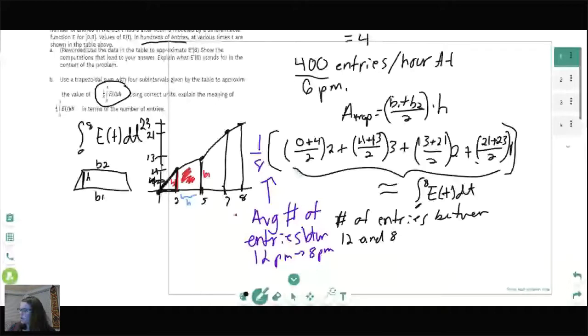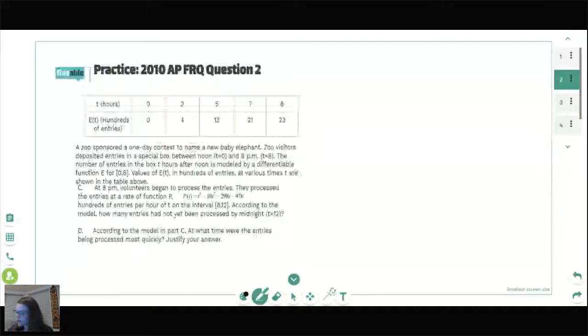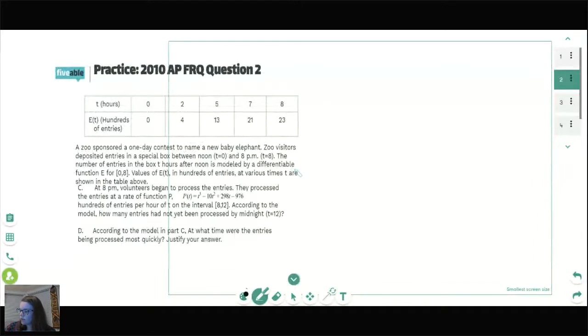Okay, let's move on to the next two sections of this problem. Let me make this bigger for you. Okay, so the beginning part's the same. We haven't changed anything there. It's still about the zoo. Now we're on parts C and D.